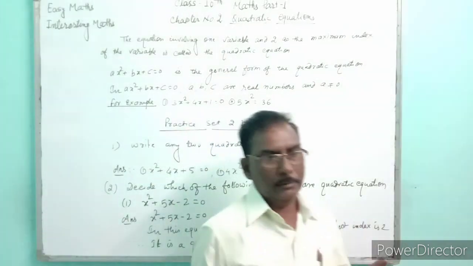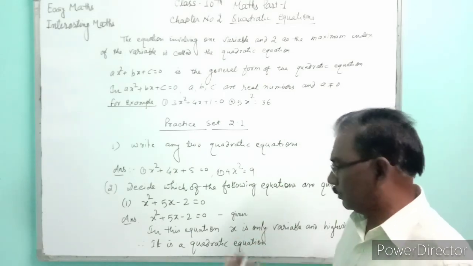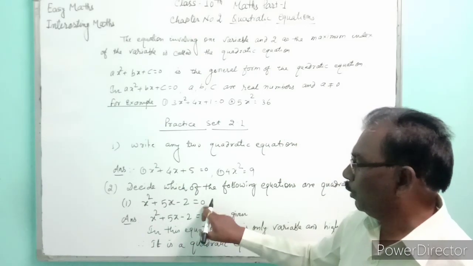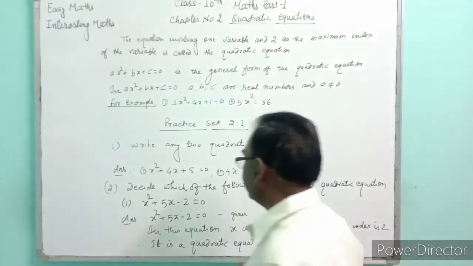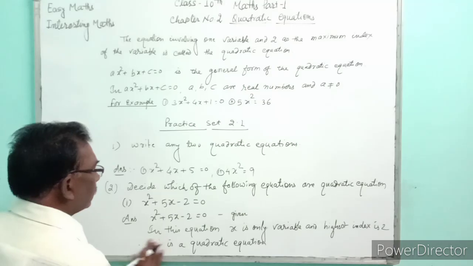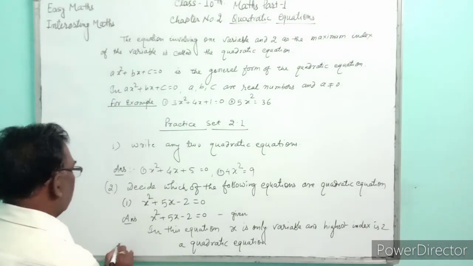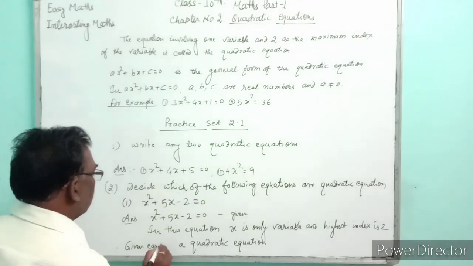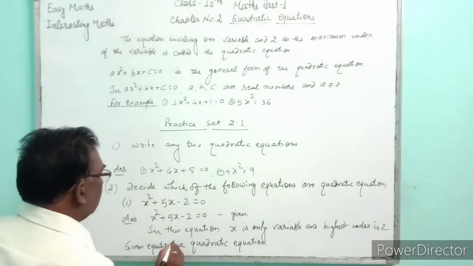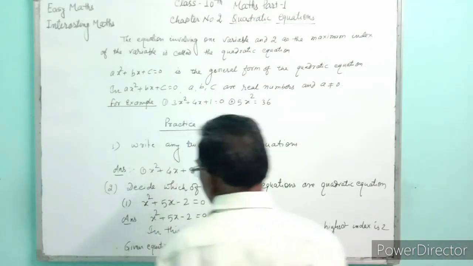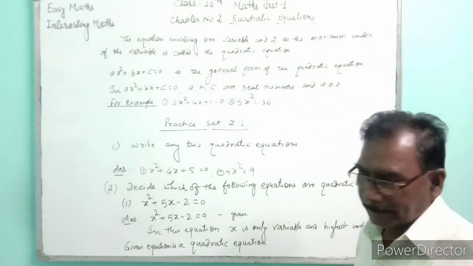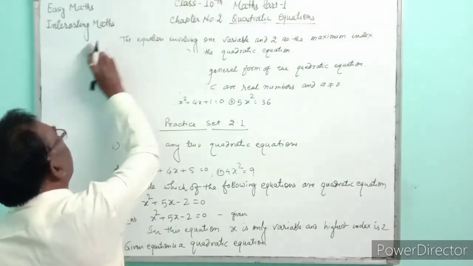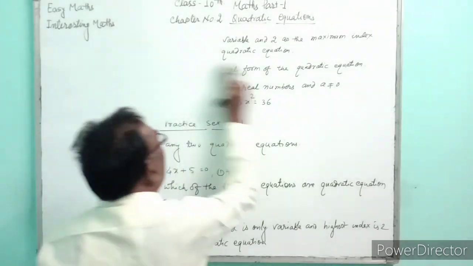We have to decide only whether it is quadratic or not. So the given equation x square plus 5x minus 2 is equal to 0 is a quadratic equation. Okay. Now we see the second problem of question number 2.